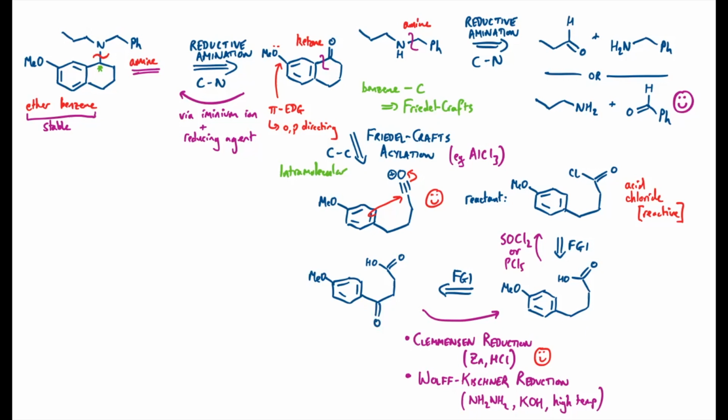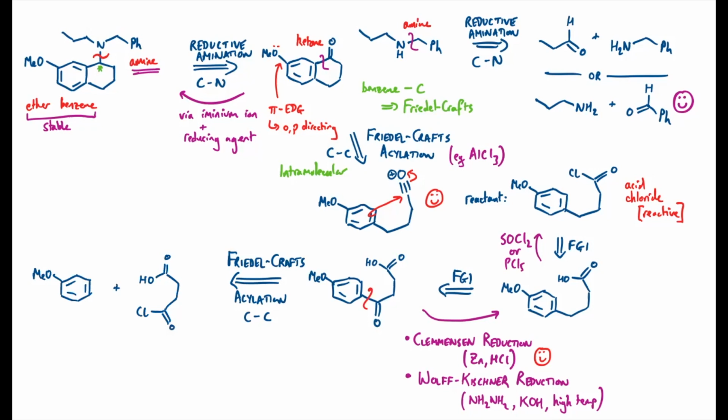Okay, and now we're in a position where we can finish the synthesis. I will disconnect in this para position and do my Friedel-Crafts acylation to form a new carbon-carbon bond. And that will take me back to something that looks a bit like this. So usefully, the aromatic system here is readily available and is very cheap. This is anisole. And we note that it has the correct para-directing substituent for the Friedel-Crafts reaction.